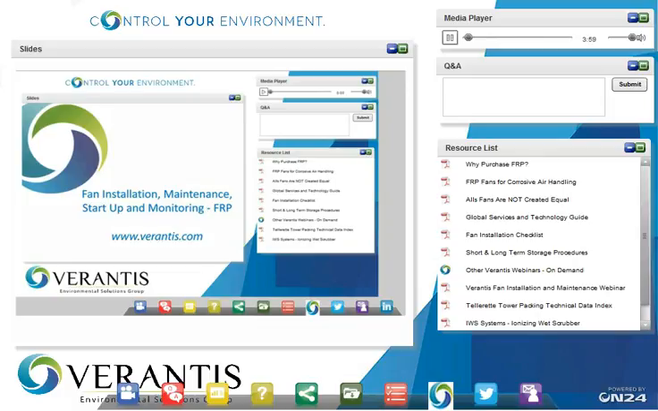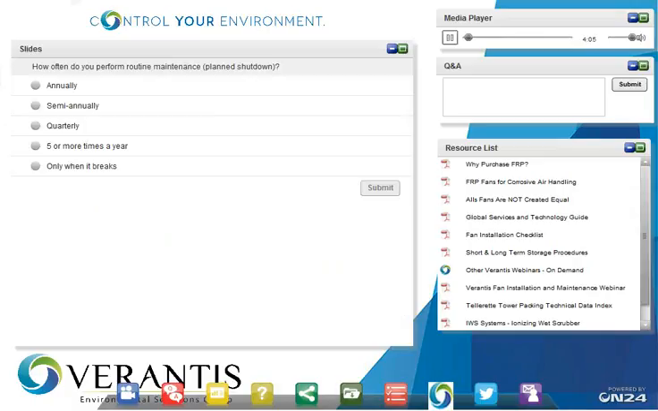Before I turn it over, we are going to start off with a poll. How often do you perform routine maintenance, i.e. plant shutdown? Annually, semi-annually, quarterly, five or more times a year, or only when it breaks? We'll wait here a second for everybody to answer the question, and then we'll take a look at the results.